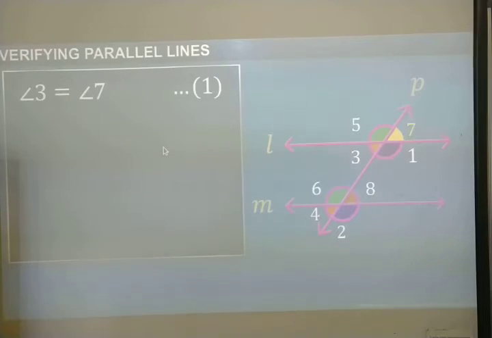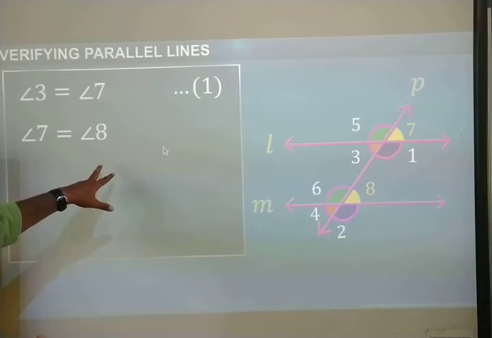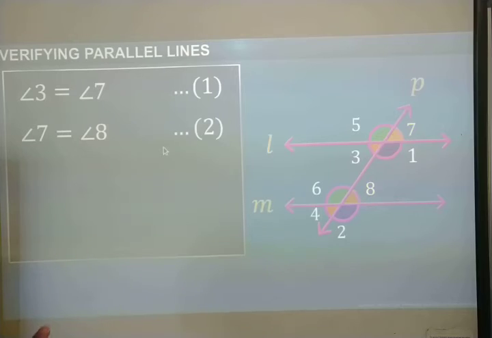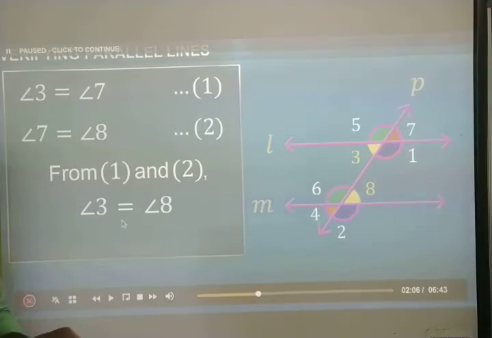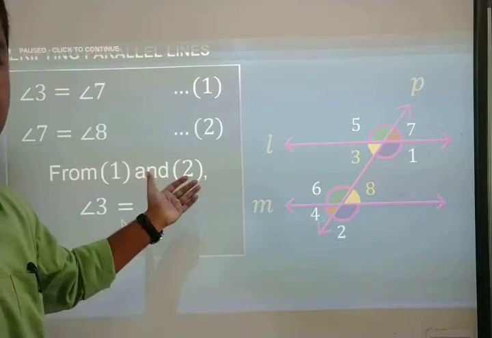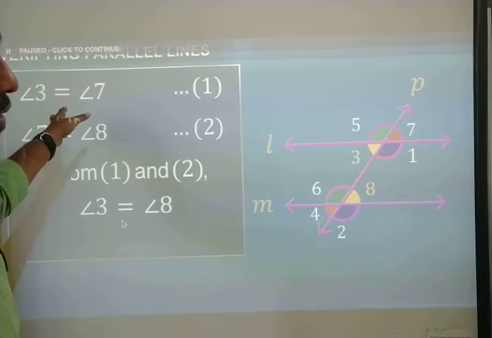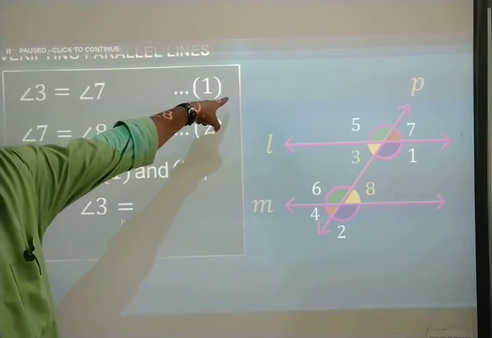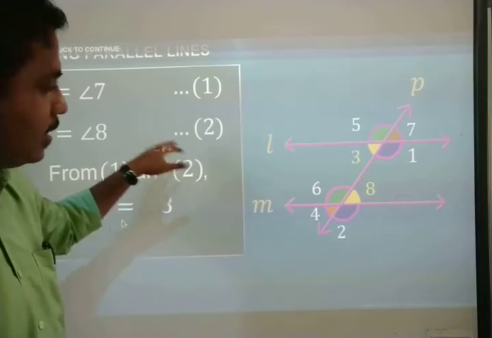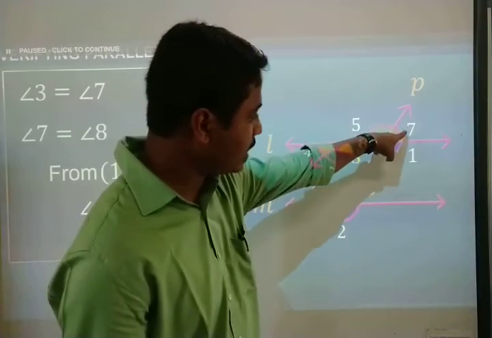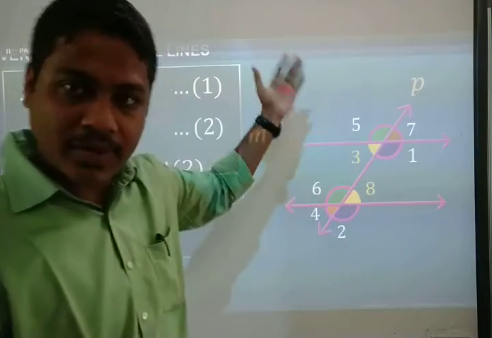But angle 7 is equal to angle 8 because they are a pair of corresponding angles. Let's call this result 2. From the two results, you can see that angle 3 is equal to angle 8. Previously, with the corresponding angles, we got that angle 3 is equal to angle 7. These are the vertically opposite angles. Mark this as equation number 1. Angle 7 is equal to angle 8. This is the corresponding angle pair that we did previously.